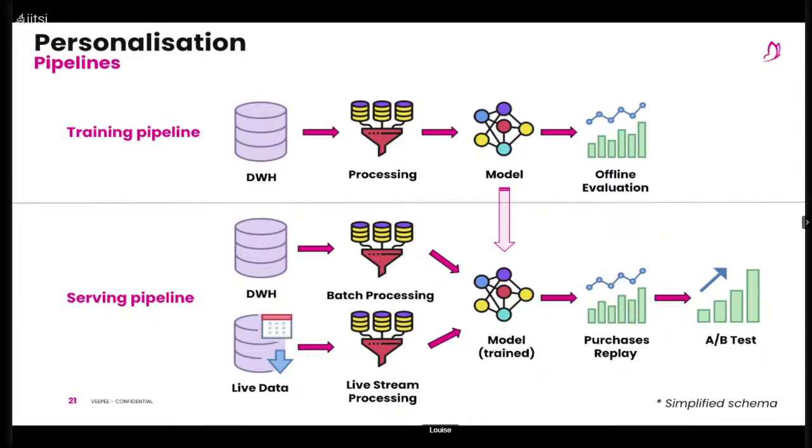In our case, we also have two different evaluation steps whenever a model is serving. The first one is purchase replay, which allows us to see, even if a model is not in production but it has already been trained, we can feed the model with data coming from the serving pipeline and see what could be the theoretical performance in terms of min rank and so on and so forth.